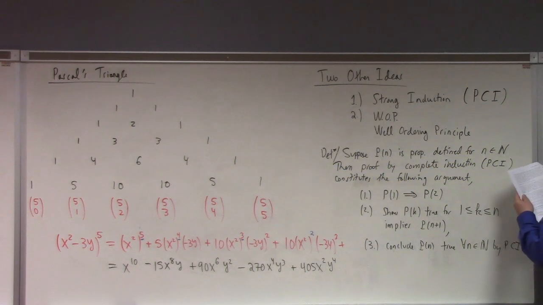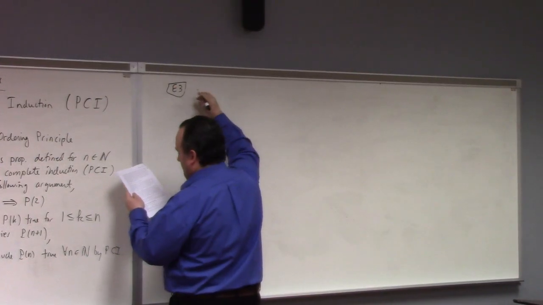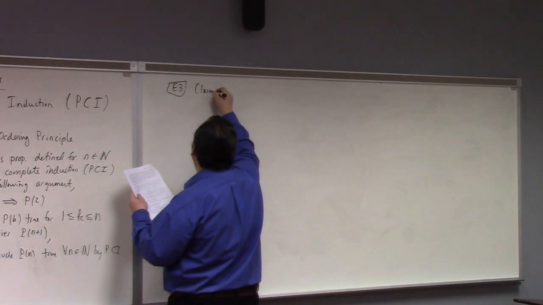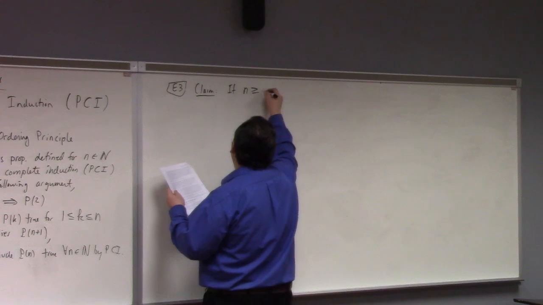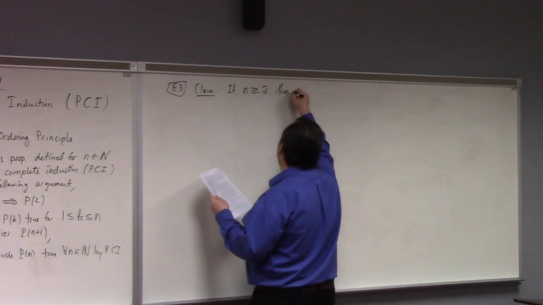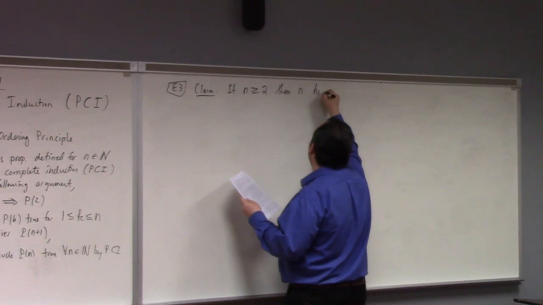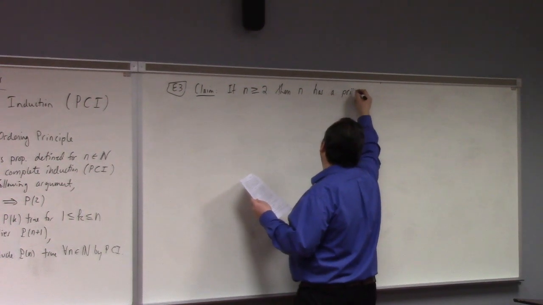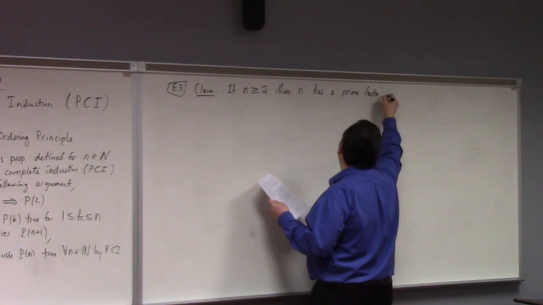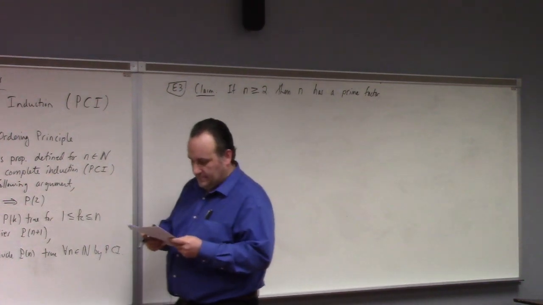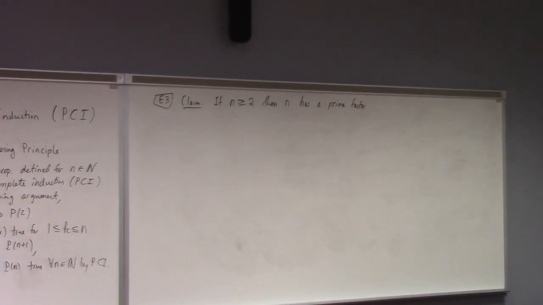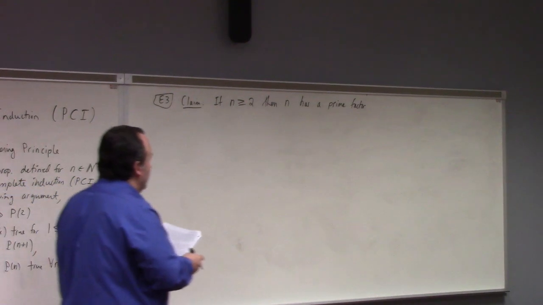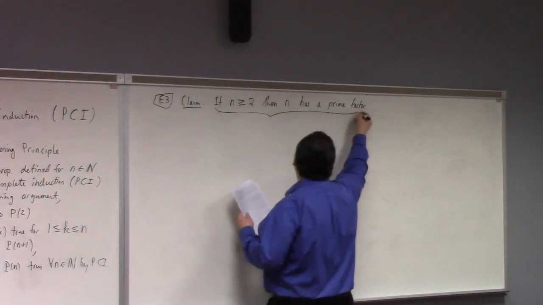So here's my example 3. Claim: if n is greater than or equal to 2, then n has a prime factor. All right. So I think you guys can see what the induction claim is going to be, right? It's the sentence I just wrote. That altogether is my P of n.